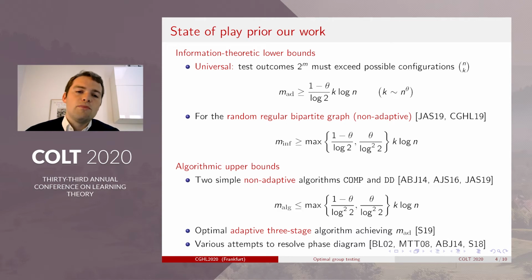Coming to algorithmic upper bounds, two simple non-adaptive algorithms, COMP and DD, were heavily researched in recent years. And by today, their phase transition is well established.